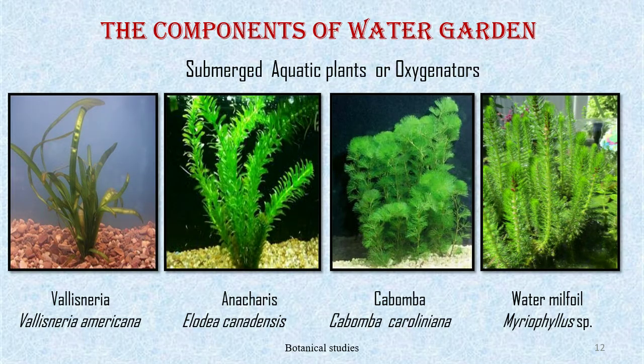First, submerged aquatic plants or oxygenators. It includes Vallisneria, that is Vallisneria americana, Anacharis, that is Elodea canadensis, Cabomba, that is Cabomba caroliniana, water milfoil, that is Myriophyllum species.